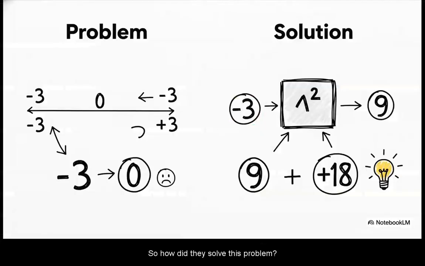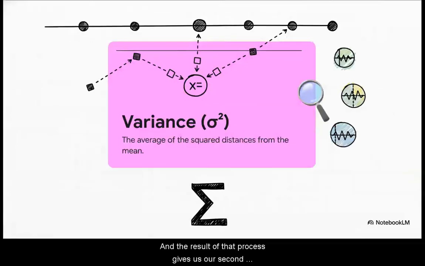So how did they solve this problem? Oh, it was a beautifully simple and clever trick. Before you add up all those distances, you just square each one. Squaring a number always makes it positive, right? So now they no longer cancel each other out. It's the key that unlocks the whole thing. And the result of that process gives us our second measure, variance.